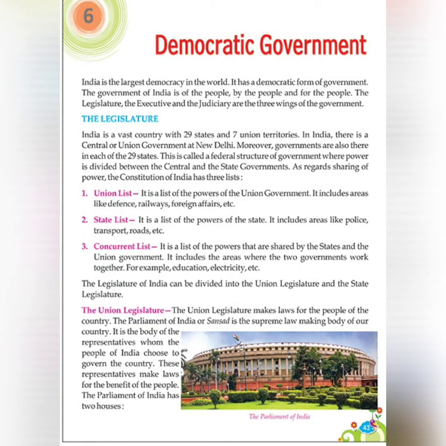Third is the Concurrent List. It is a list of powers that are shared by the states and the Union government. It includes areas where the two governments work together, for example education, electricity, etc.